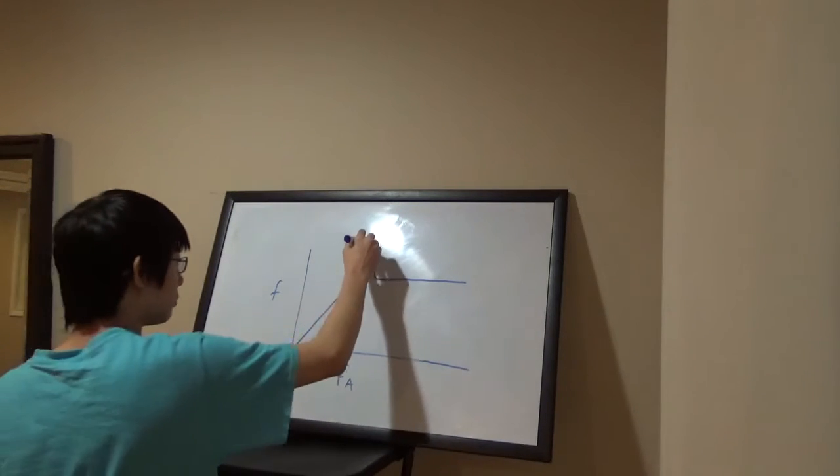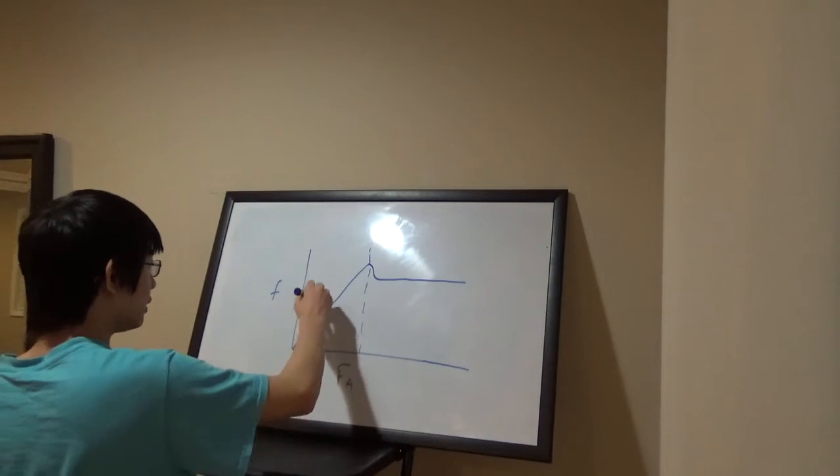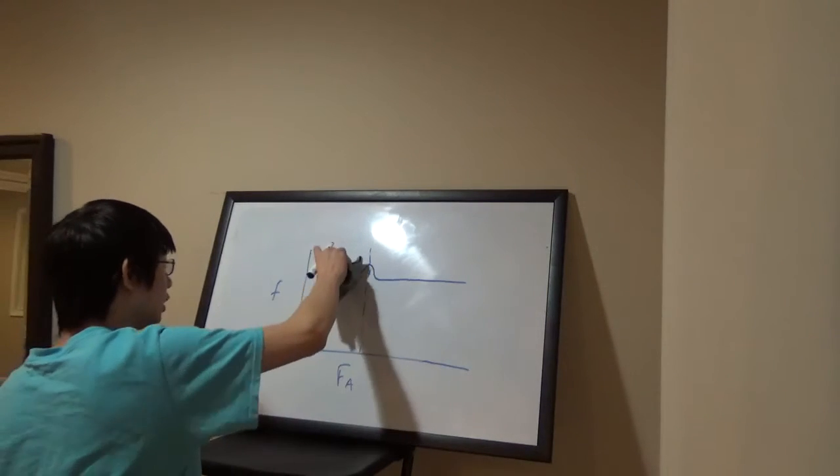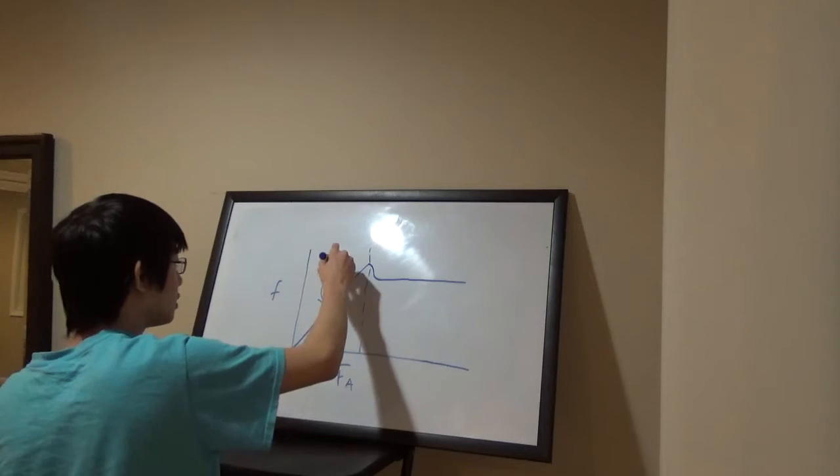So what I'm going to do is break up this diagram into two parts. This is what I call static friction. Why is it called static friction? Well, the object is static. The object is not moving.